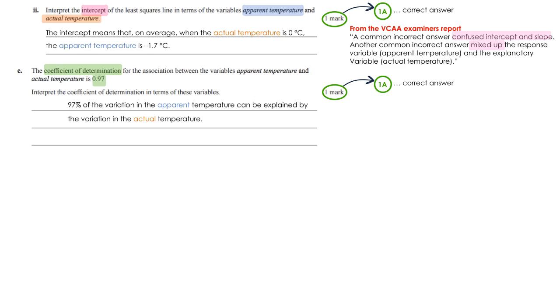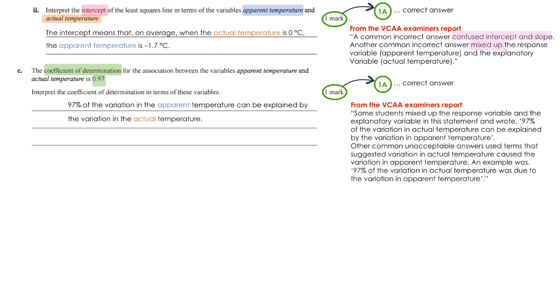From the VCAA examiner's report, some students mixed up the response variable and the explanatory variable in this statement. Also, there was the use of "was due to" rather than "explained by". So the expression to be used is "explained by" and not "was due to".